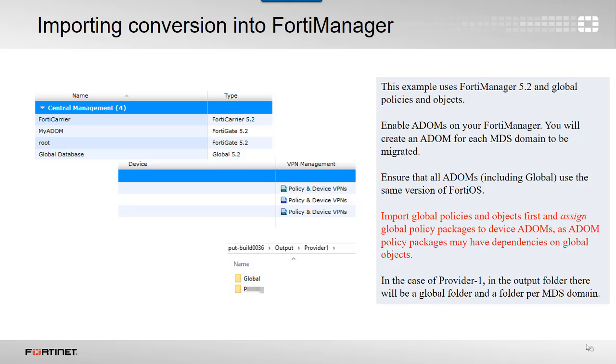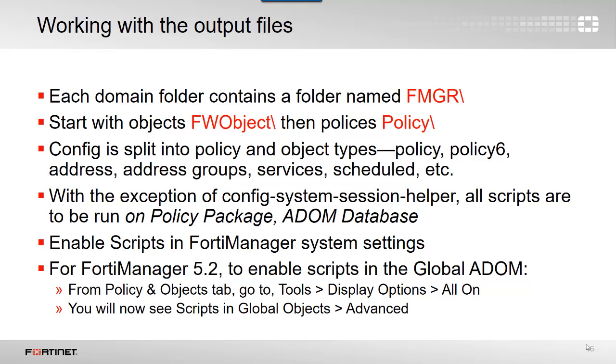If we look at the output from Provider 1, we have a folder for global and then a folder per MDS domain. Each domain contains a FortiManager folder, and we have firewall objects and policy objects. Again, you always start with the firewall objects and then the policies. Again, we use the config split, so the different branches. We have addresses, address groups, services, policy.